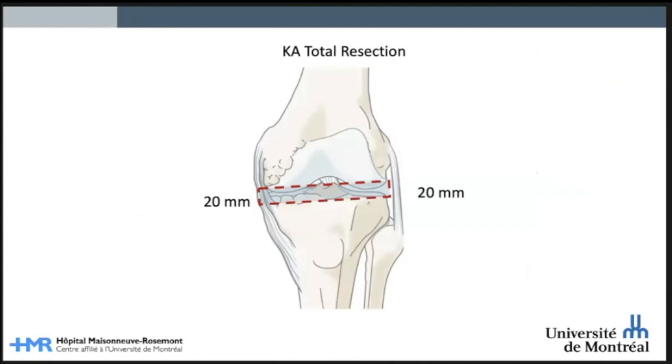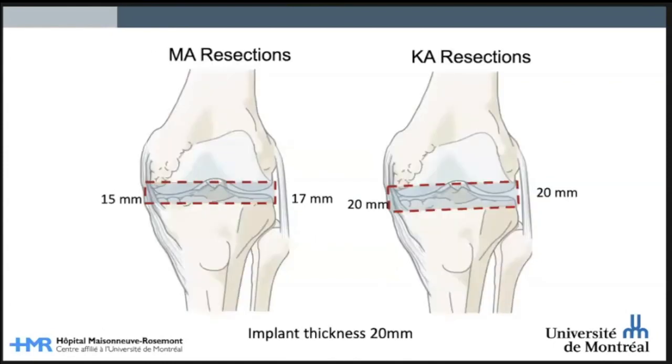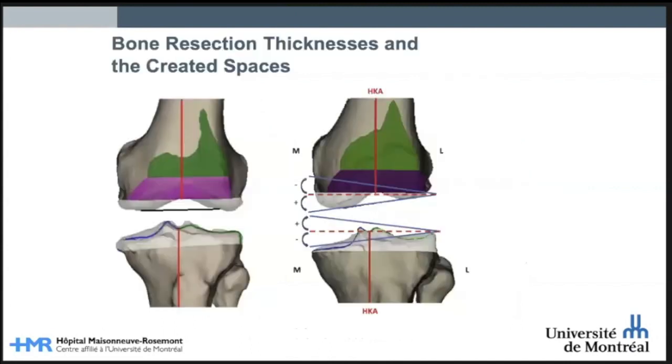So there is no reduction in the space that we are creating. If we compare this resection to our diagram with the mechanical alignment technique, you can see the difference. The joint orientation is maintained, and also the medial and lateral gap equals the implant thickness. This is another illustration of the created spaces with the kinematic alignment technique.